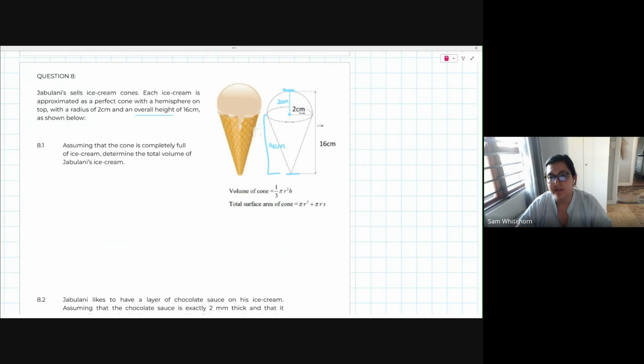Assuming that the cone is completely full of ice cream, determine the total volume of the ice cream. So total volume, we're needing all of the ice cream in the cone, so the volume of the cone plus the volume of the hemisphere on top. So again, I'm going to give you 3 minutes. Let's go work out the volume of ice cream that Jabulani is serving his customers.